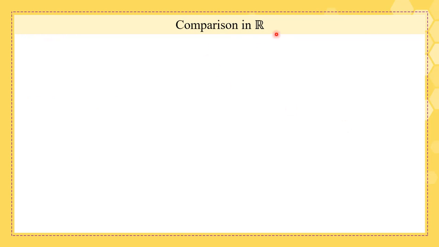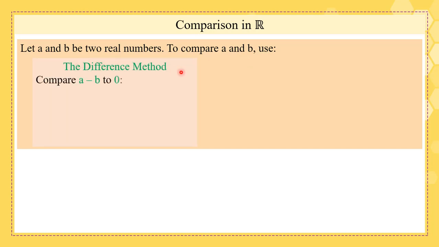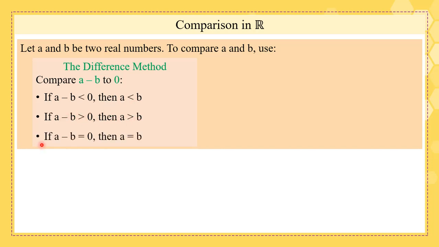Now, comparison in R. A and B are two real numbers. To compare A and B, you can use two different methods. The first method is the difference method. So we compare A minus B to 0. If A minus B is less than 0, we can say that A is smaller than B. And if A minus B is greater than 0, we say that A is greater than B. And if the difference is 0, we say that A is equal to B.